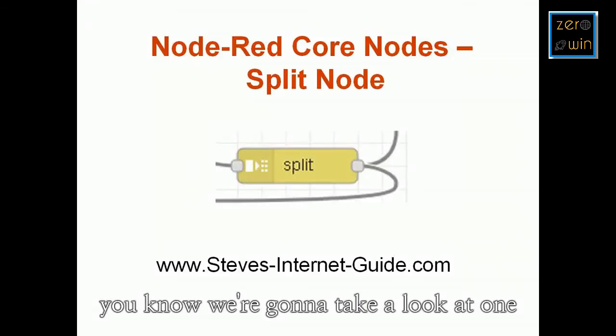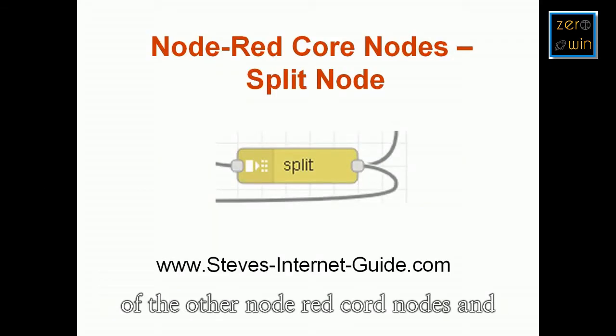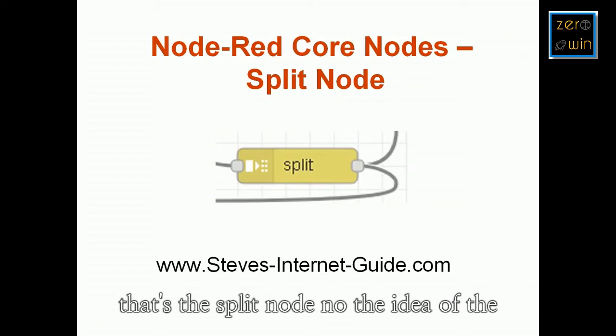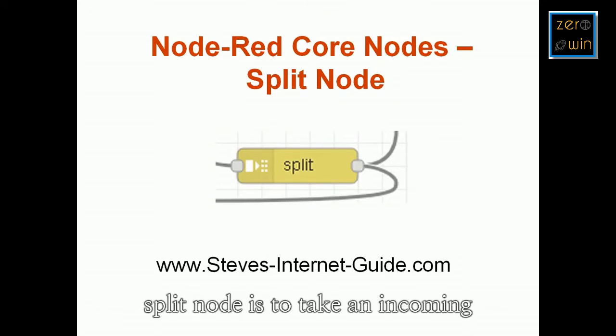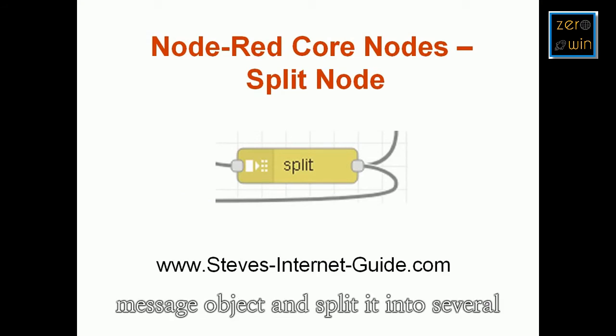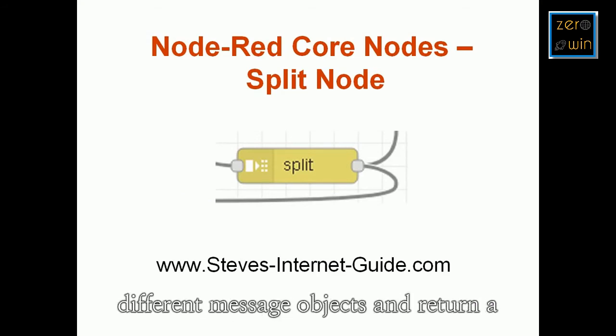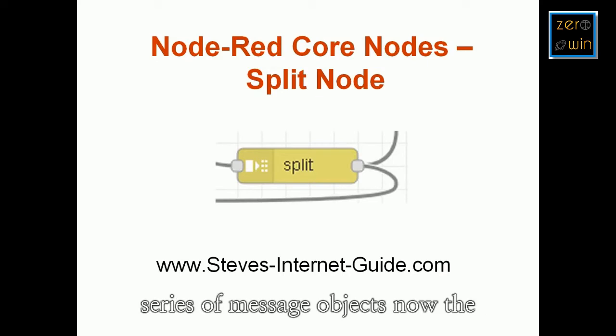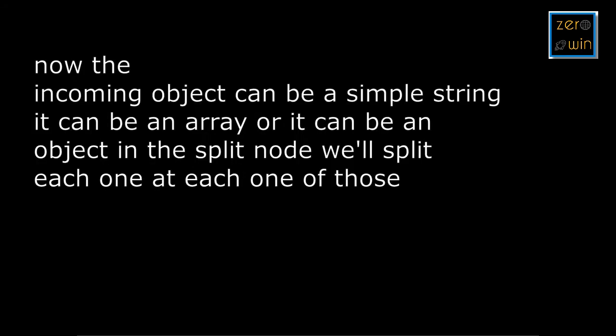We're going to take a look at one of the other Node-RED core nodes, and that's the split node. Now, the idea of the split node is to take an incoming message object and split it into several different message objects and return a series of message objects. Now, the incoming object can be a simple string, it can be an array, or it can be an object, and the split node will split each one of those.